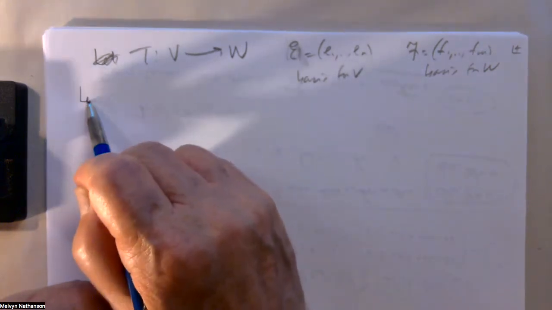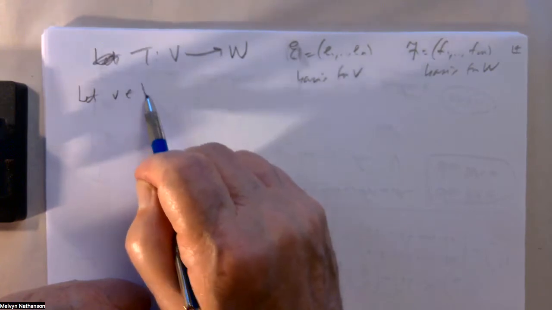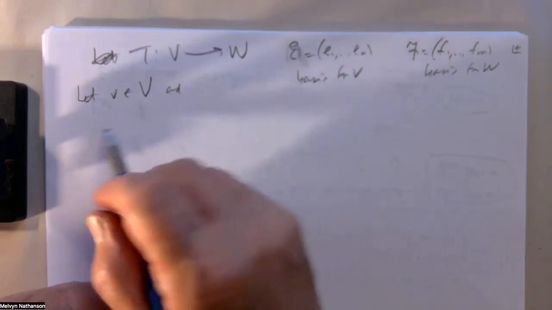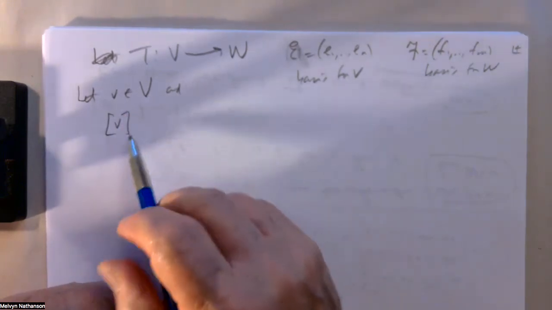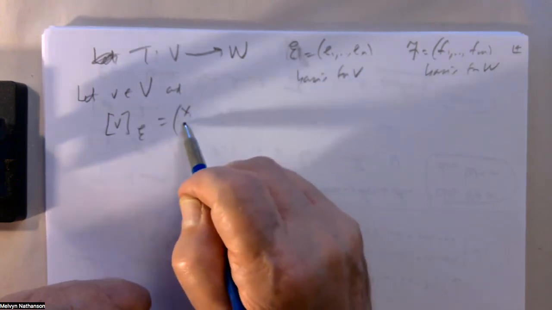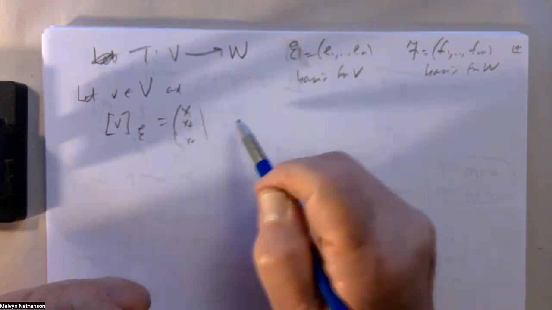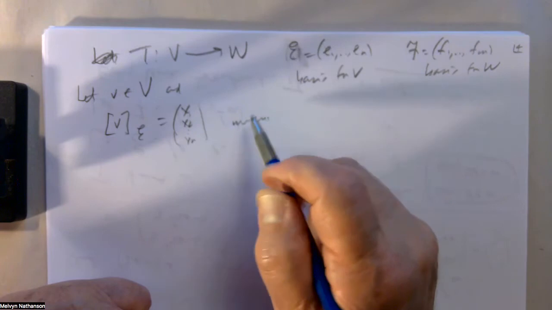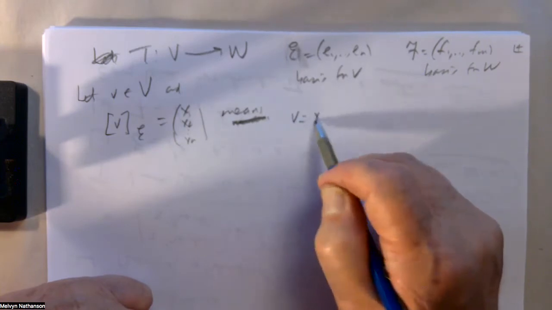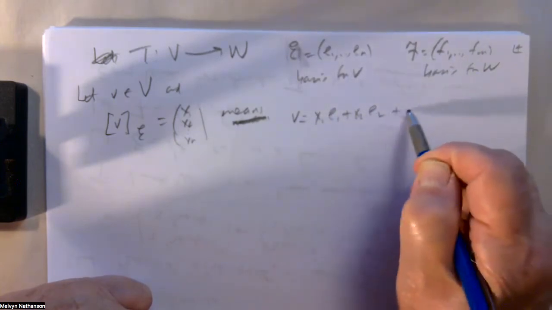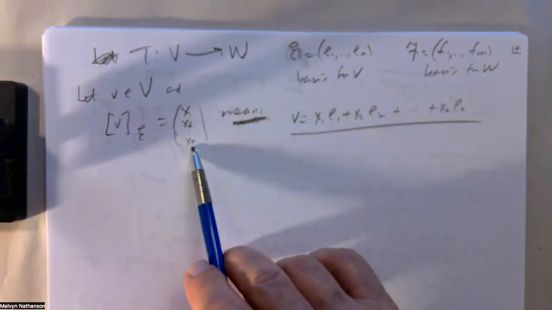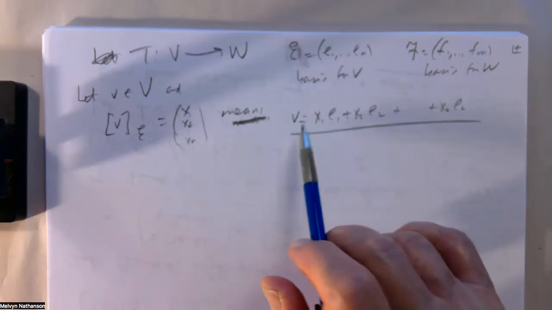So suppose we take v in the vector space V, and if we say that the coordinate vector of v with respect to E is x1, x2 down to x sub n, what this means is that v is x1 e1 plus x2 e2 up to xn en. That's what it means to say this is the coordinate vector of v with respect to the basis E.